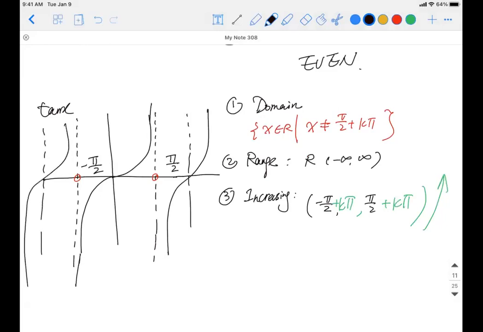Tangent x is also periodic. And the number 4, what is the period? Tangent x, the period is pi. Is that right? These are very basic stuff. So actually, the period of tangent x is pi.